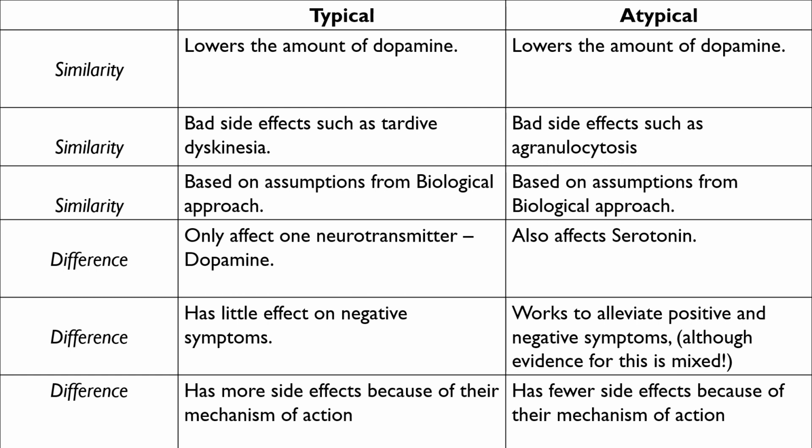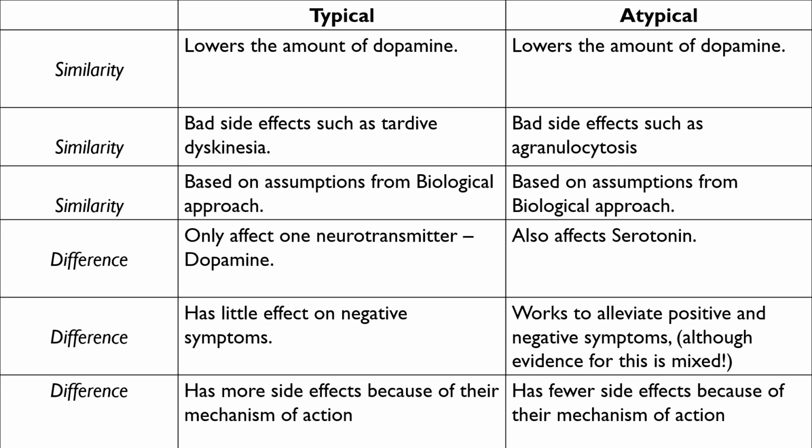And then the differences are the typical antipsychotics only affect dopamine, but the atypical ones can also affect serotonin. Another difference is they have little effect on negative symptoms, the typical ones. However, the atypical ones alleviate both positive and negative symptoms. The evidence for this is mixed, but we can still use it in our evaluation as a strength. That the typical ones have little effect on negative symptoms of schizophrenia, but atypical ones are better because they alleviate both types of symptoms.